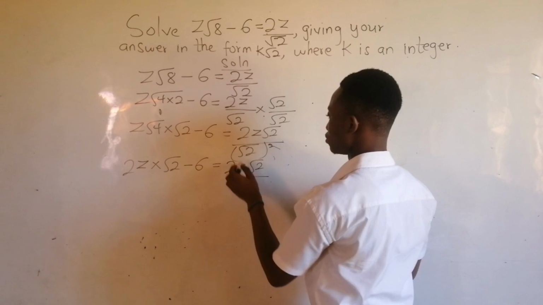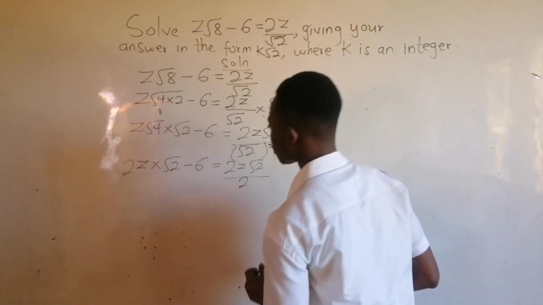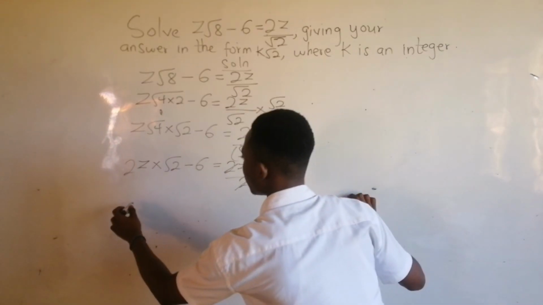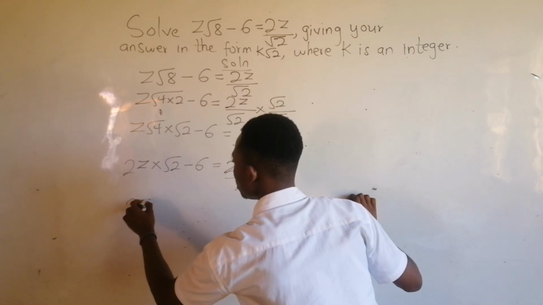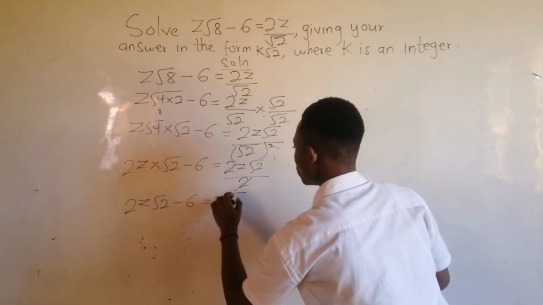Then the square will cancel the roots, so we have it divided by 2. Then these 2 can cross out these 2. So we have 2z root 2 minus 6 equals z root 2.